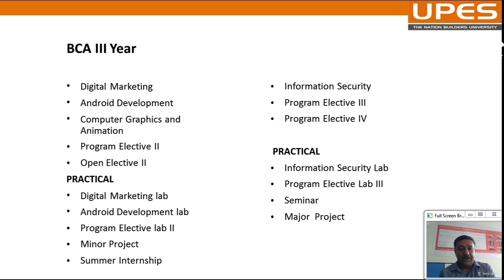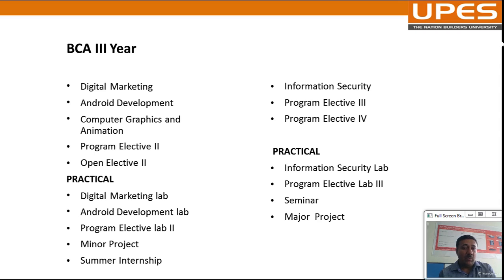Now come to the third year of the BCA program. In the third year again we have 2 semesters. In the 5th semester we have digital marketing as one of the main papers. As we all know, Facebook and Google play a very important role in day-to-day activities. So how to go for marketing using marketing skills on these platforms, that we cover in our digital marketing subject. And for mobile applications, we have the next paper known as Android development, how to develop apps and all that.